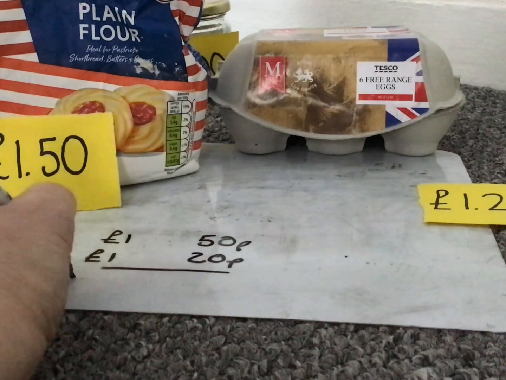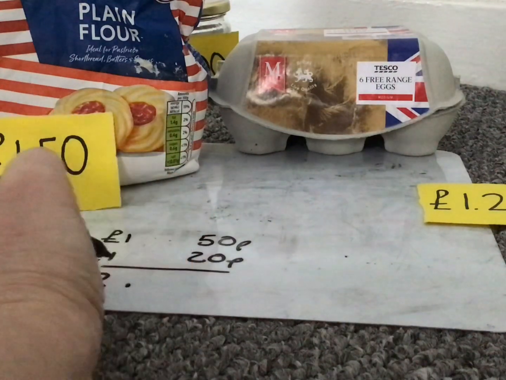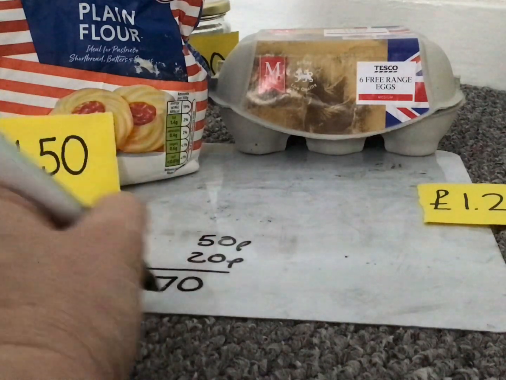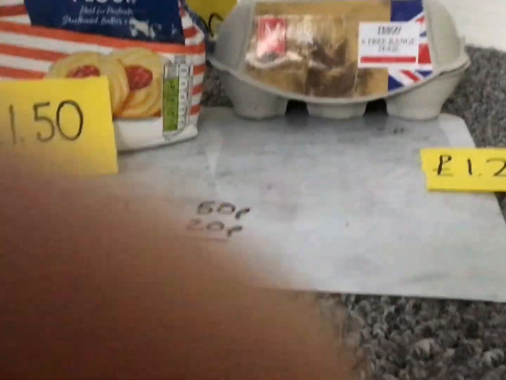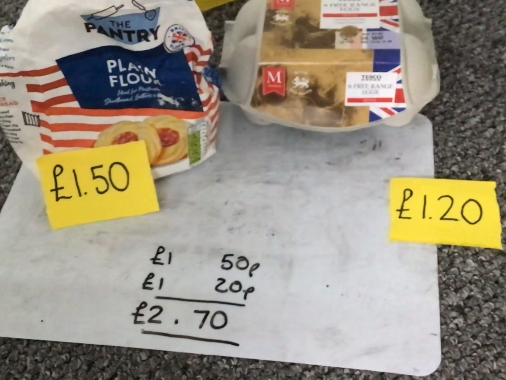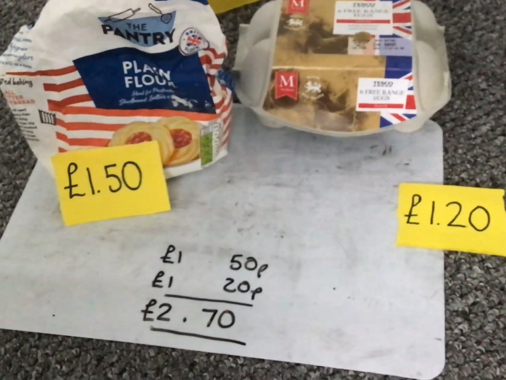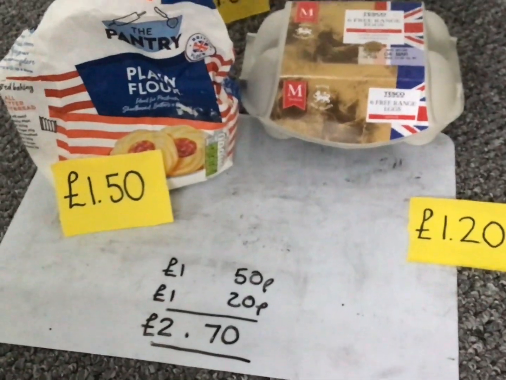Two £1 gives me £2. I've got 50 pence and 20 pence, which give me 70 pence. So in total, if I had bought my eggs and my flour, it would have cost me £2.70. That was me adding up my pounds first and then adding up my pennies.